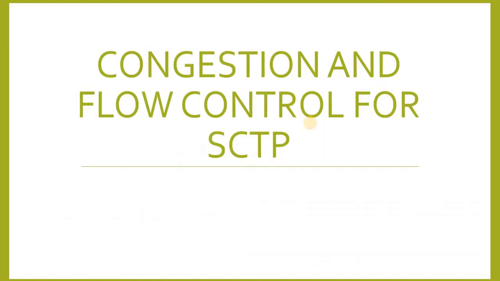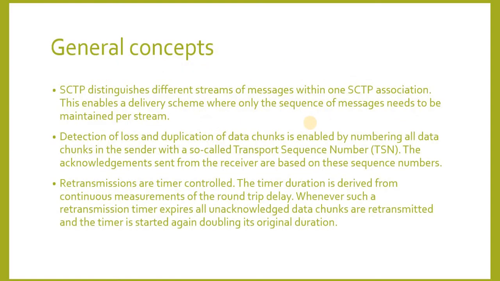Congestion and flow control for SCTP. The SCTP protocol implements congestion and flow controls for an established association. General concepts. SCTP distinguishes different streams of messages within one SCTP association. This enables a delivery scheme where only the sequence of messages needs to be maintained per stream. Detection of loss and duplication of data chunks is enabled by numbering all data chunks in the sender with a so-called transport sequence number, TSN. The acknowledgements sent from the receiver are based on these sequence numbers.